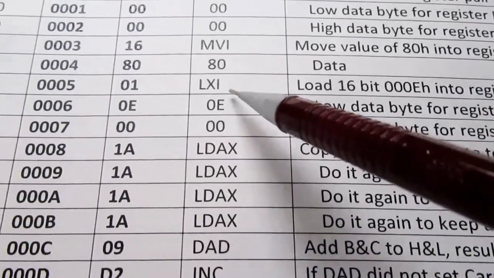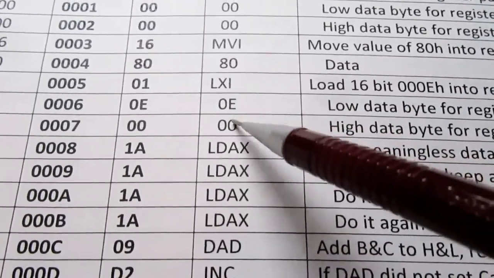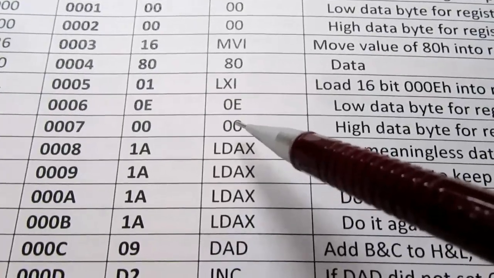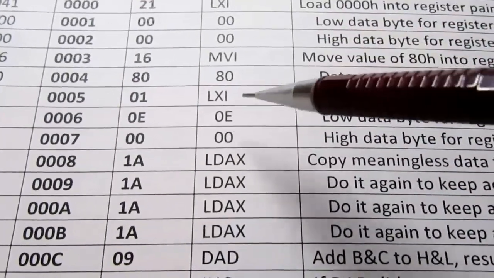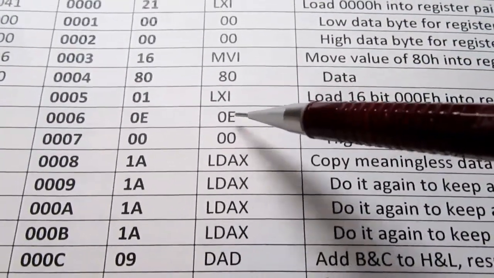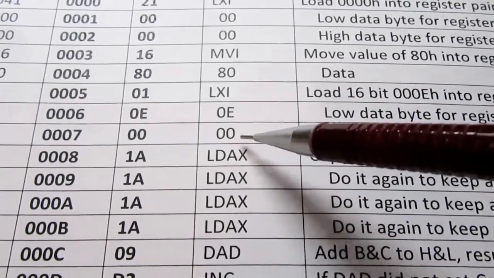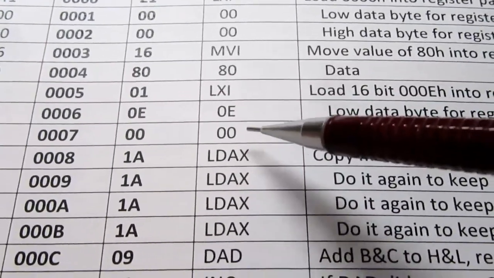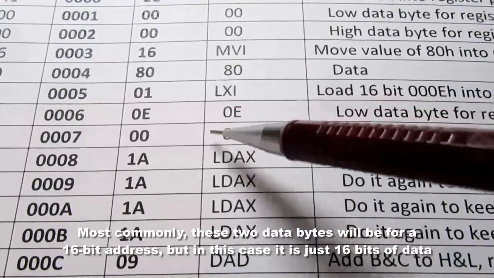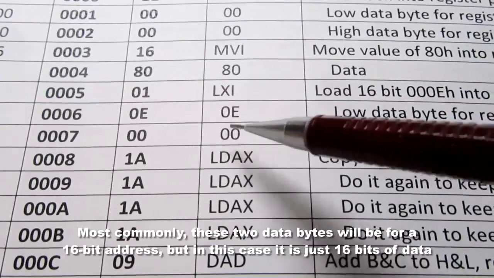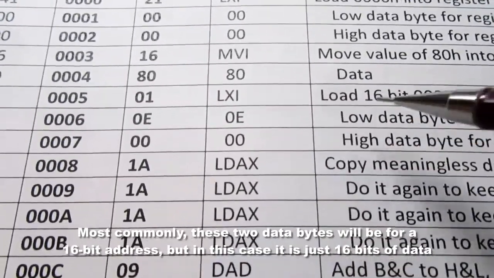But once again, we follow it with the 2 bytes of data, and the 8080 always orders these with the low byte first and the high byte second. Some processors do it just the other way around. So if you put these together, it ends up being address 000E hexadecimal.